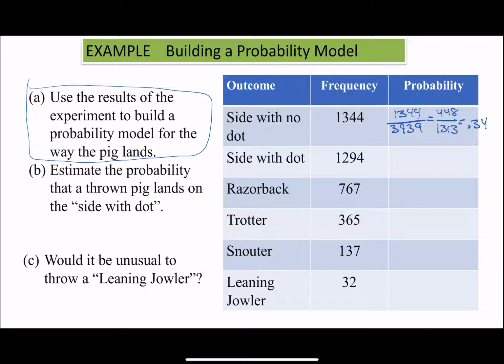Okay, so for the side with the dot, we do the same thing: 1294 over 3939. Put that in your calculator to estimate or to simplify your fraction. It does not simplify. That is approximately 0.33. Do this with each of them.